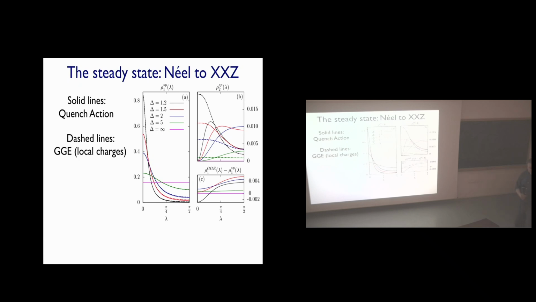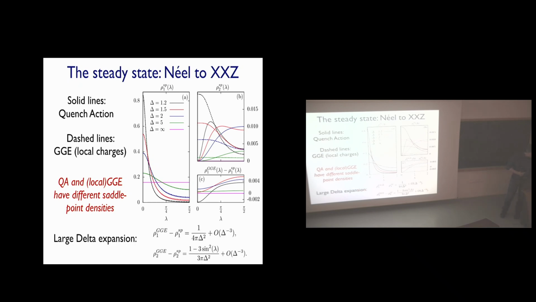Get an analytical form for the GGE coefficients, compute using that GGE some physical properties. For example, here's just distributions. I'll show you correlators later. So the strange thing was that the GGE was not coinciding with our quench action solution. So of course we were quite worried. And I first announced those results on a visit to Canada at the Perimeter Institute. And present there was Marcos Rigol.